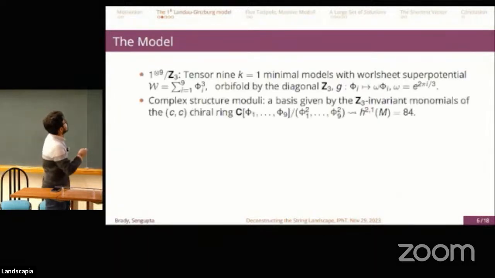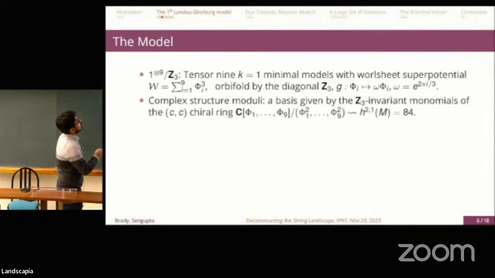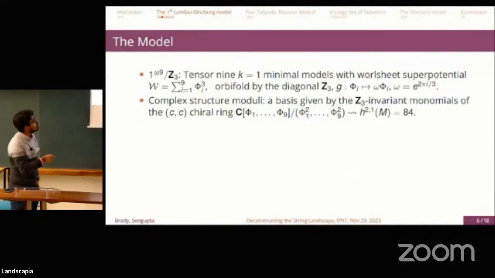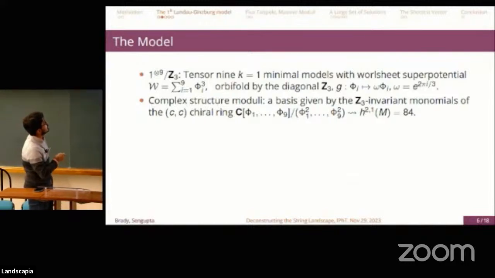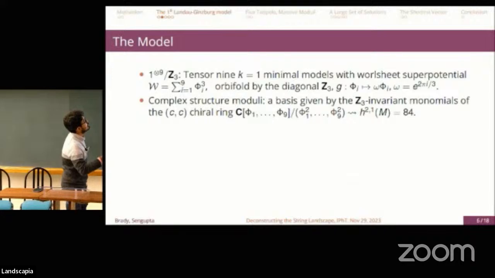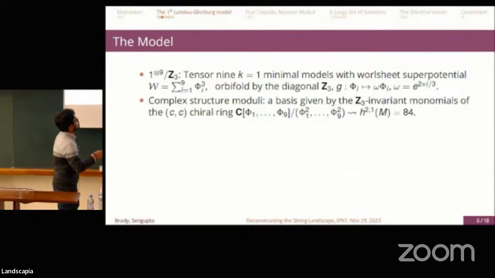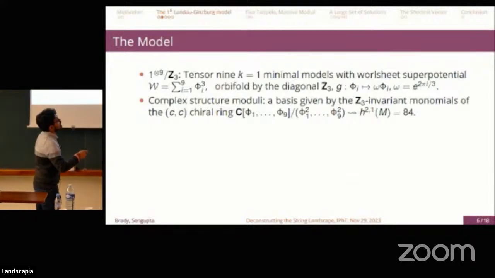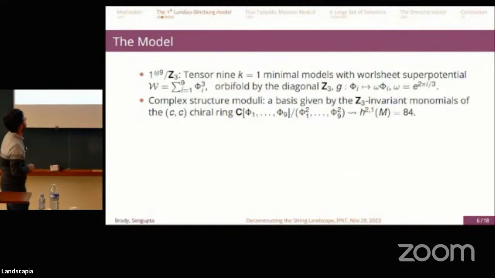So in 1 to the 9 mod Z3, we take the k equals 1 minimal model, and the worldsheet superpotential is given by the sum of the individual building blocks. And there is a diagonal Z3 symmetry in it, where each phi goes to omega times phi, where omega is a cube root of unity.